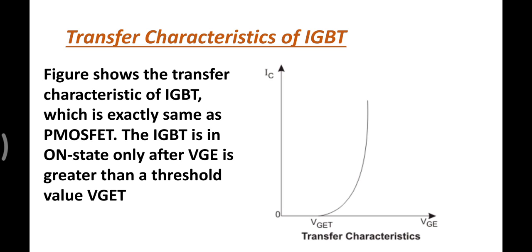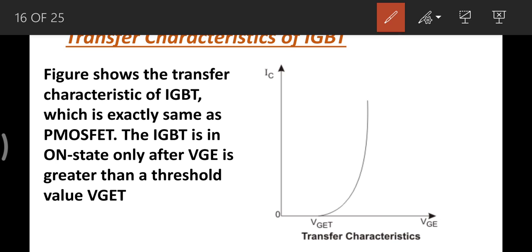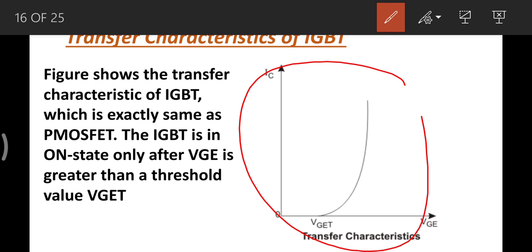This is about the VI characteristics and transfer characteristics. See here, this is the transfer characteristics for the IGBT. This figure shows the characteristics of the IGBT. It is exactly like a power MOSFET. If you remember the transfer characteristics of the power MOSFET, it is also similar to the IGBT.